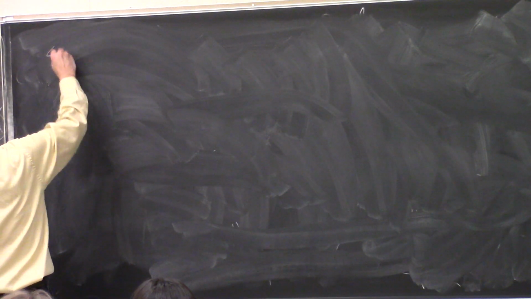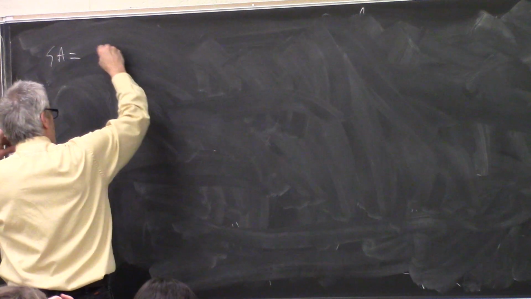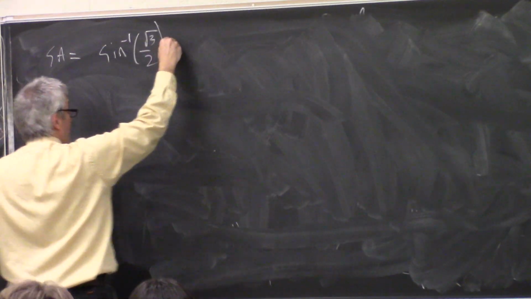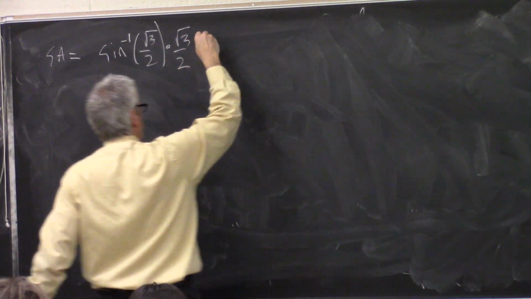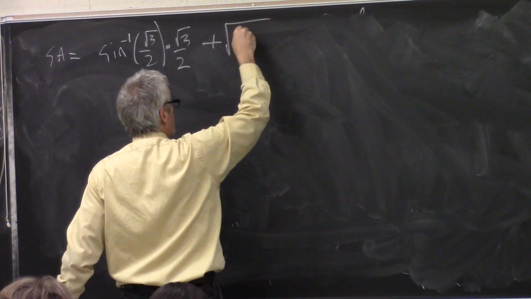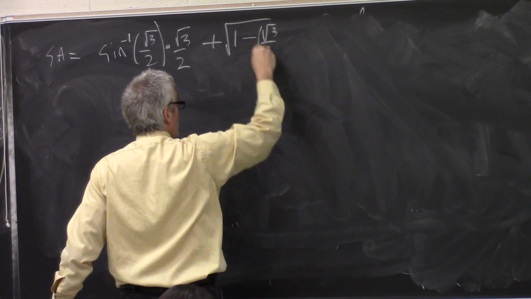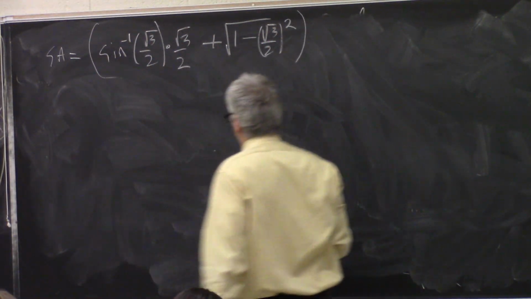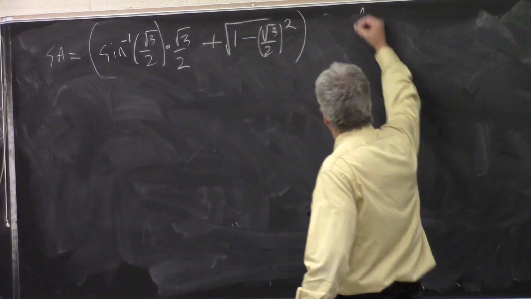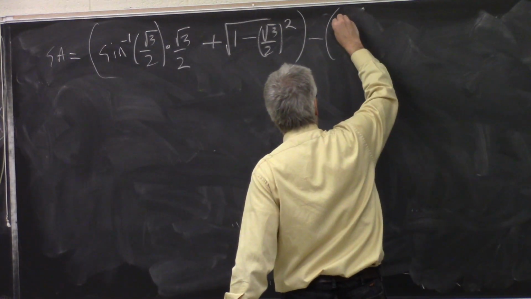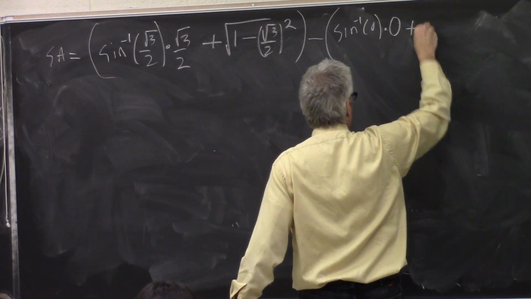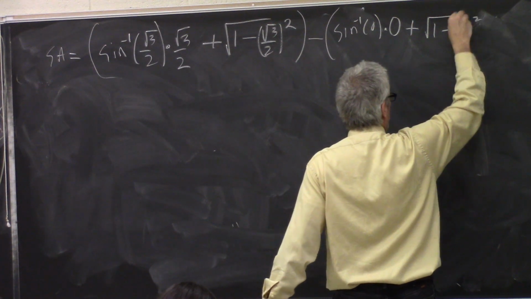So we're still computing the definite integral, so this is still the signed area. So we have to take that mess, sine inverse, and we plug in square root of 3 over 2. And then we multiply that by square root of 3 over 2. And then we add square root of 1 minus square root of 3 over 2 squared. That's that whole mess with the square root of 3 over 2 plugged in. And then we have to do more. We have to substitute x equals 0. So sine inverse of 0 times 0 plus square root of 1 minus 0 squared.